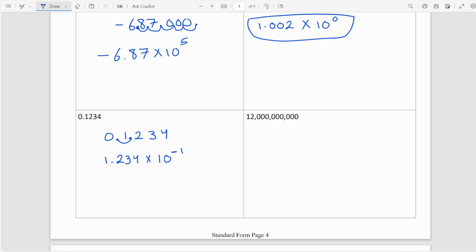Okay, let's take a look here. We have 12 and 9 zeros, it's 12 billion. The decimal is right here. I will move it 1, 2, 3, 4, 5, 6, 7, 8, 9, and 10. I will stop here. So 1.2 multiplied by 10 to the power of 10, because the number was bigger, became smaller.